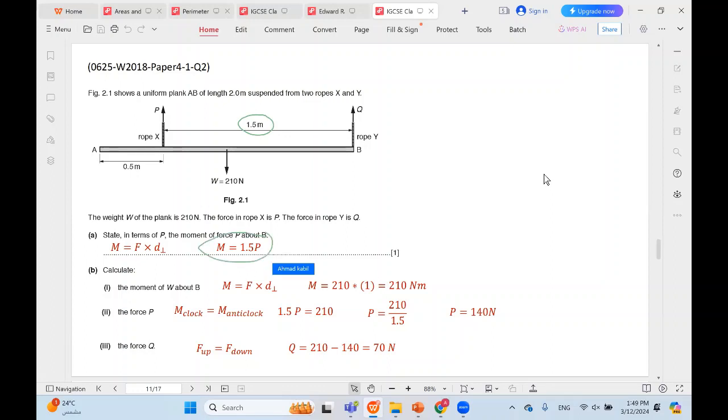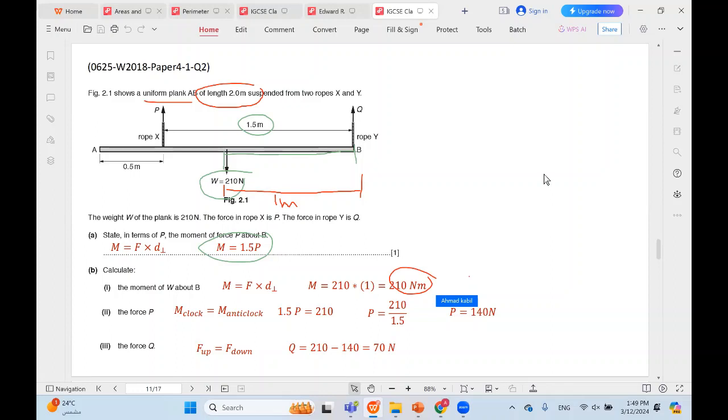Calculate the moment of the weight about B. So the weight itself is 210, and the distance from the weight to B is 1 meter. How do I know that it's 1 meter? Because this is 2 meters in total and it's uniform. So the weight must be halfway through. So this distance must be 1 meter. So 1 times 210, and that gives us 210 Newton meters.